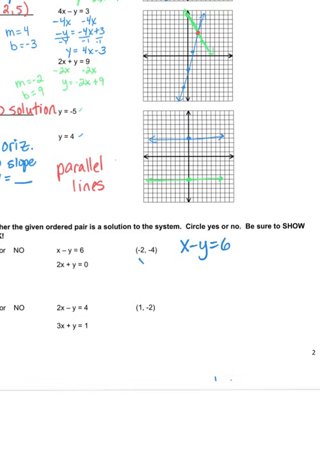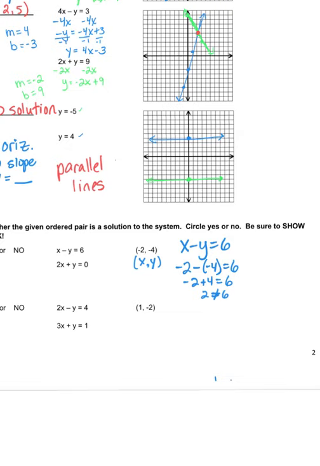So now I just plug in my x value, which is -2, and my y value, which is -4. If I have -2 minus -4, does that equal 6? So this becomes -2 plus 4 equals 6. -2 and +4 is 2, so 2 equals 6? 2 does not equal 6. So that cannot be a solution to the system, because in order for the ordered pair to be a solution to the system, both equations must be true when you plug in x and y.